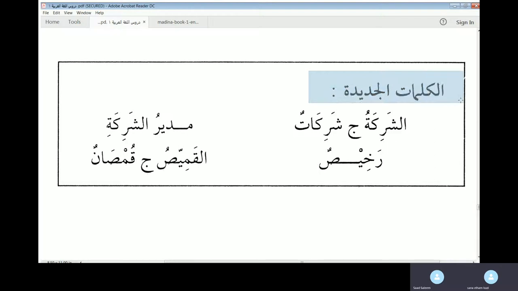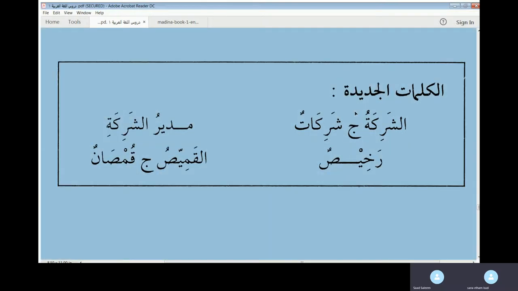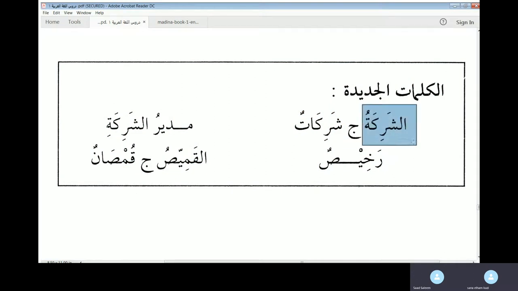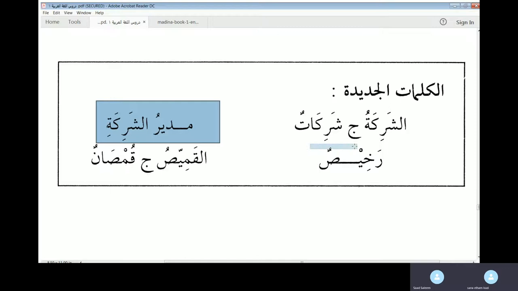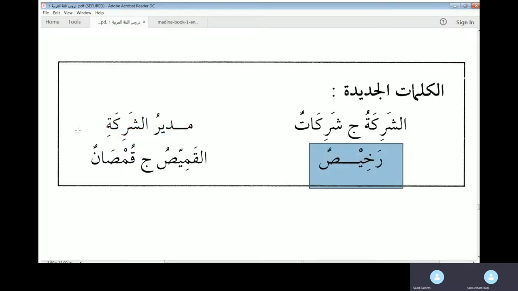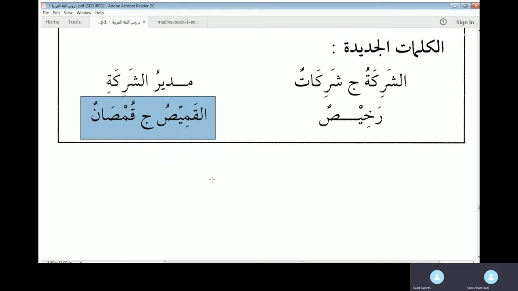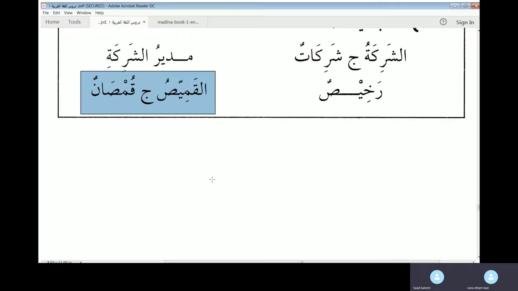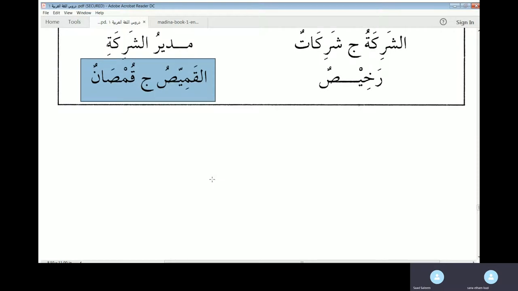Kalimatul jadida. Ash-sharikatu. The plural of sharikatun. Sharikatun is company. Mudiru sharikati, the director of the company. Rakhisun, cheap. Al-khamisu, plural is khumsanu.